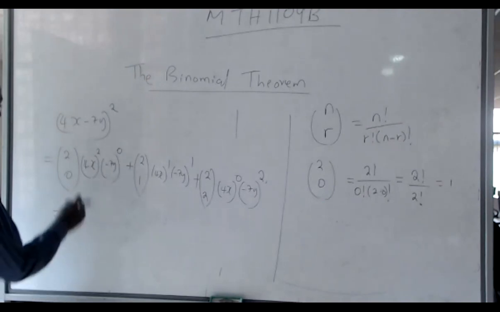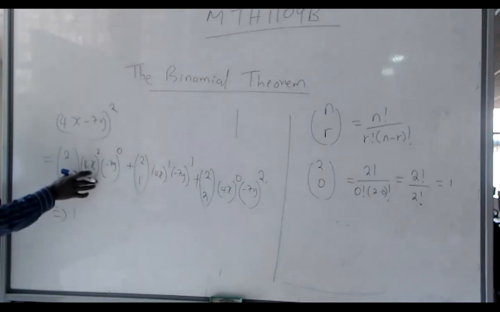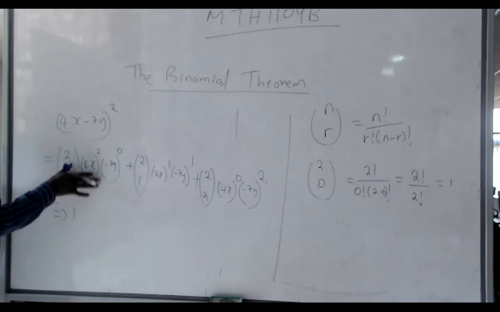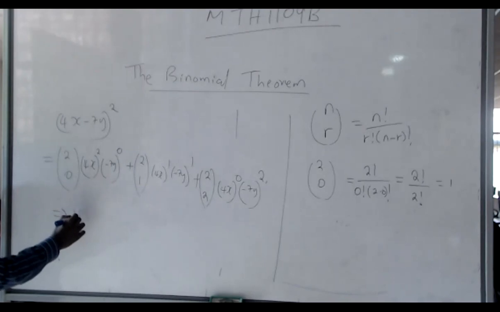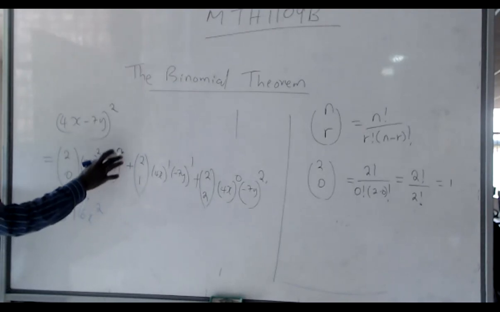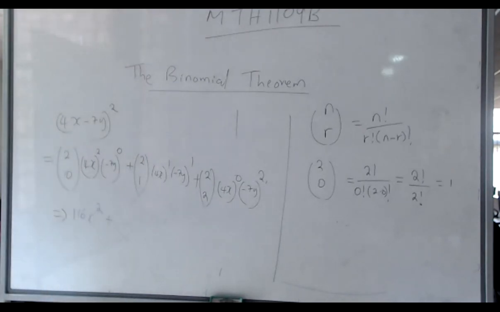Good. 4x squared. What's (4x) squared? We've dealt with such polynomials before. 4 squared is 16, so this should be 16x squared. This guy to the power 0 is 1. First term we have is 16x squared.